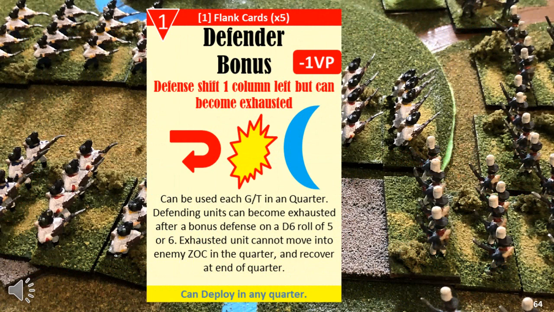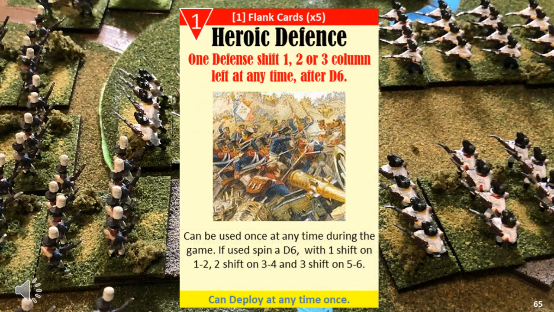The defender bonus gives a player a 1-column shift bonus in defence for the entire quarter, but at the risk of defending elements becoming exhausted. The card must be deployed within a quarter before the game begins, and is placed with the force mix cards in a specific quarter. Heroic defence can be used once at any point in the game and gives a defensive benefit which can range from 1 to 3 shift bonuses.